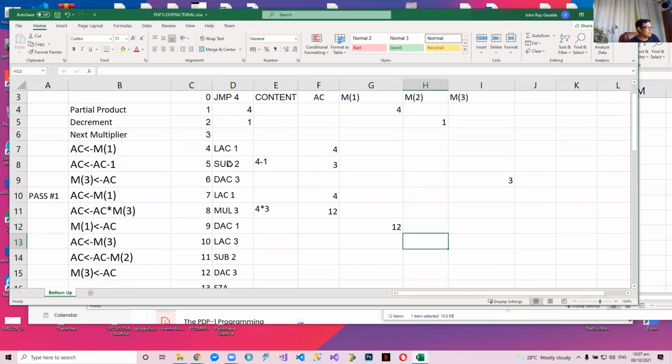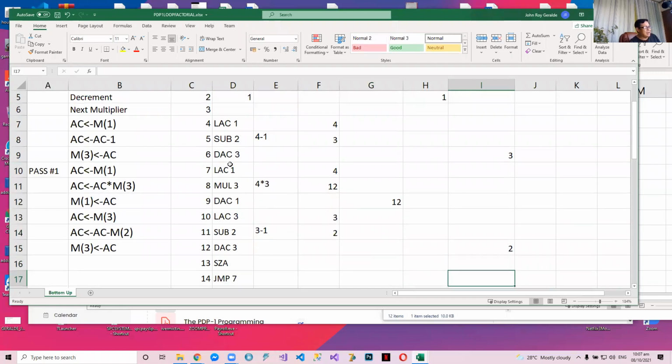Okay? So DAC 12. What will we have here? LAC 3, so load 3. The accumulator becomes 3. Okay, SUB 2. This is 3 minus 2, or minus 1, so this becomes 2. DAC 3, so now we'll deposit this here.